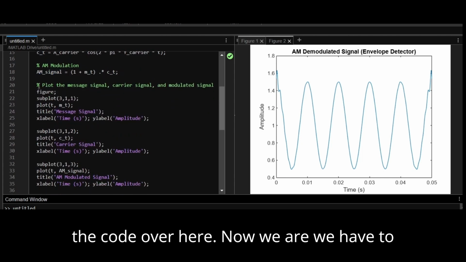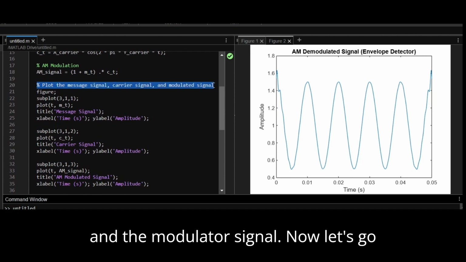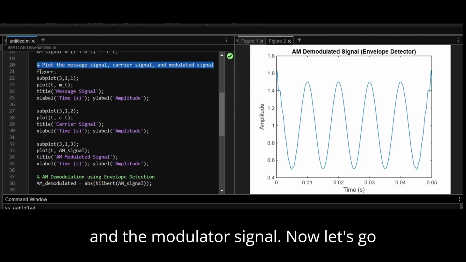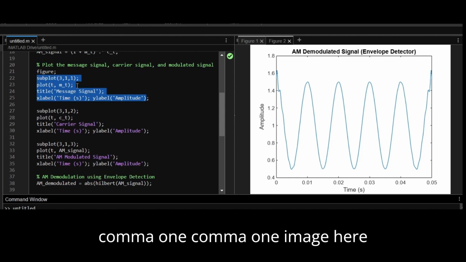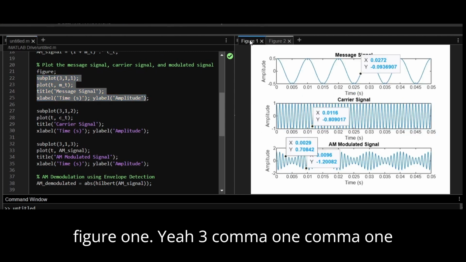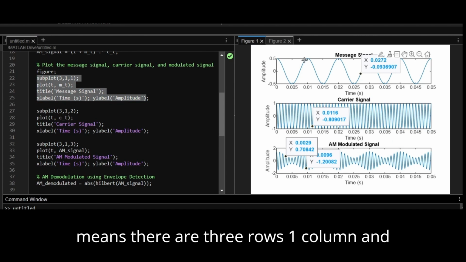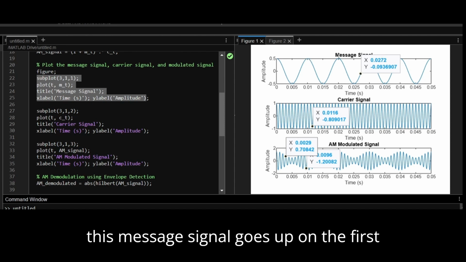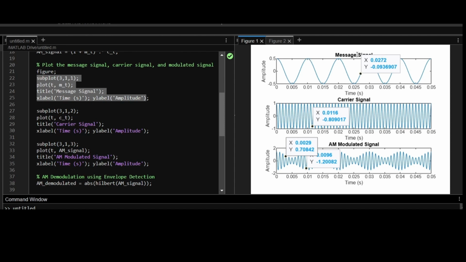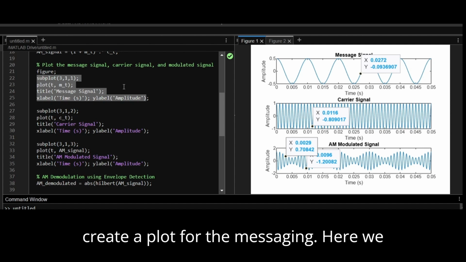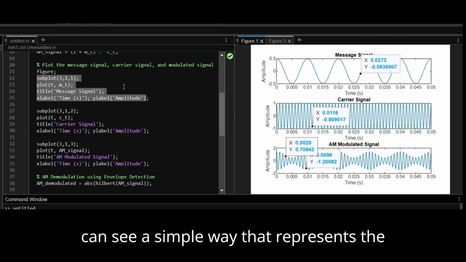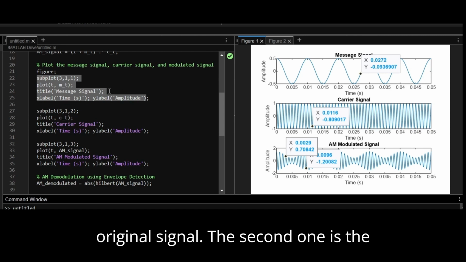Now we have to plot the message signal, carrier signal, and the modulated signal. Now let's go to the subplot. What does subplot(3, 1, 1) mean? Here, figure 1. 3, 1, 1 means there are 3 rows, 1 column, and this message signal goes in the first box. The title Message Signal is written here. We use subplot to create a plot for the message signal. Here we can see a simple wave that represents the original signal.